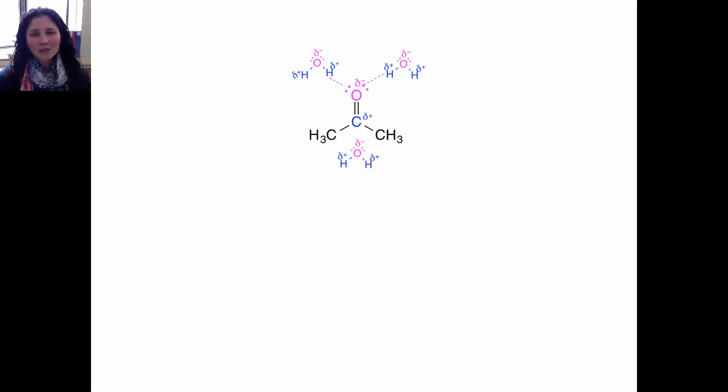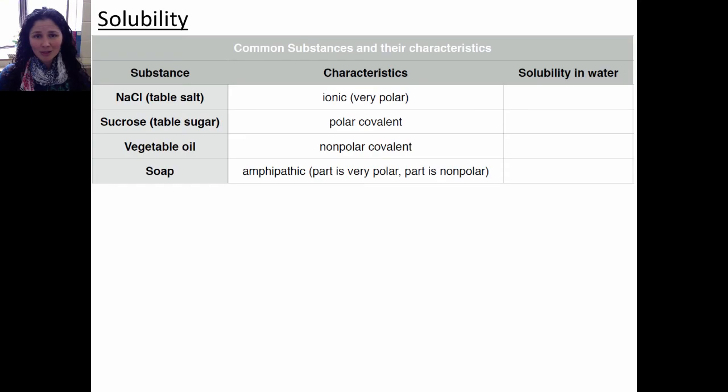When water is attracted to a molecule, it will be soluble in water because water is attracted to it, and so it will pull the molecules inside of the water layer. Let's talk a little bit more about solubility. Here is a table with a list of substances. You may be familiar with these things. I've also listed their characteristics as far as their polarity, and I'd like you to fill in this table for whether they are soluble or insoluble in water.